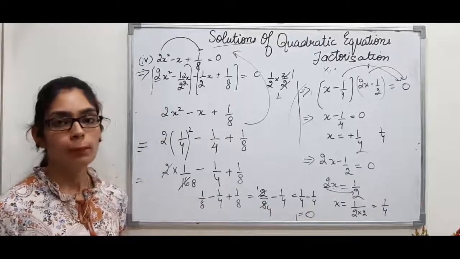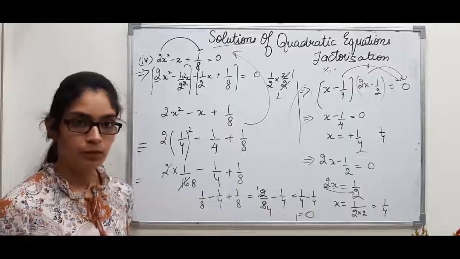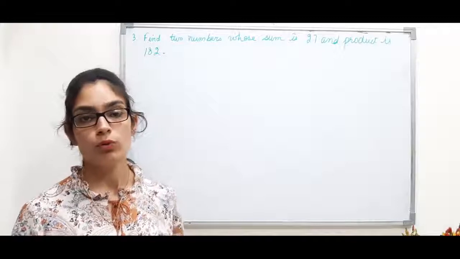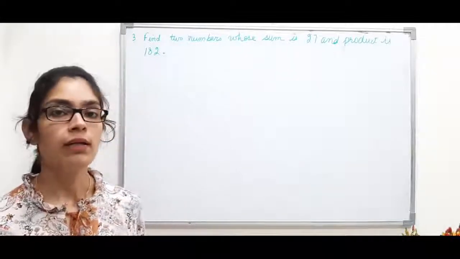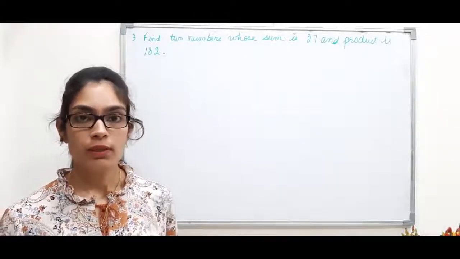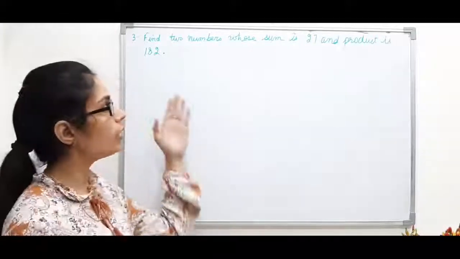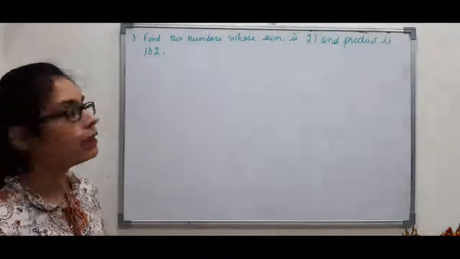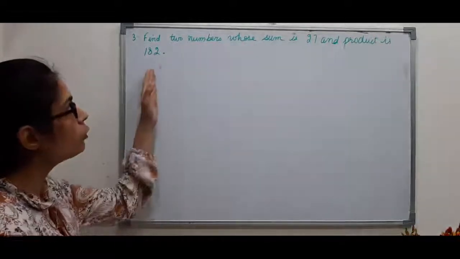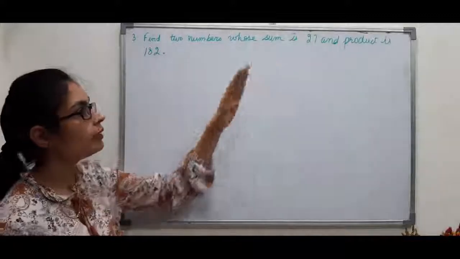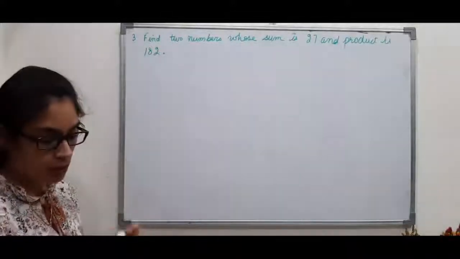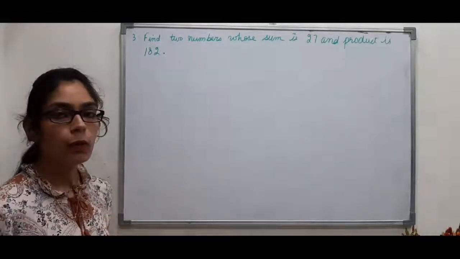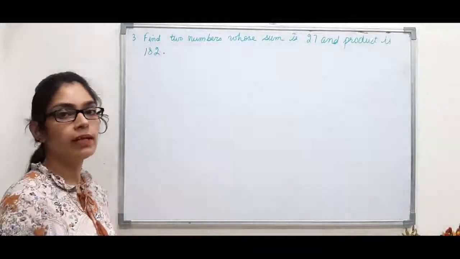Now let's do the word problems of this exercise. So in the second sum, you have to solve the equations given in example 1, and you can do it by the method of factorization. And now we will start with the word problems, which is your question number 3. Here it's mentioned, find two numbers whose sum is 27 and product is 182. So to find the numbers, first of all we will make a quadratic equation and then we will solve that equation.